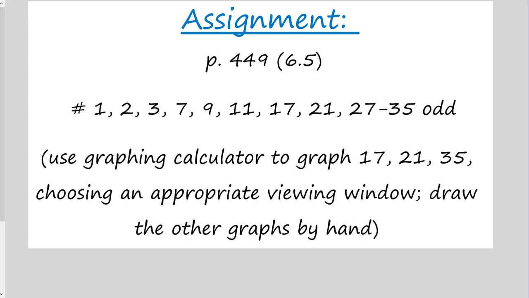Okay, so here's your assignment from section 6.5, and there's quite a bit of graphing. So the first few, when you graph, just go ahead and do them by hand as you saw me do in the lesson. When you get to 17 and 21, I think you should try graphing those on your graphing calculator, and choosing an appropriate viewing window is an important skill to practice. And then also when you get to 35, which is a word problem, it'll tell you in the directions to use a graphing calculator for that.